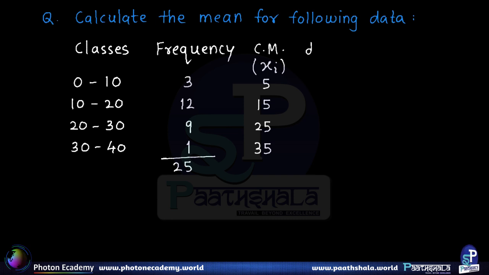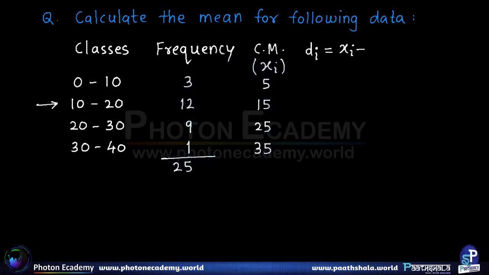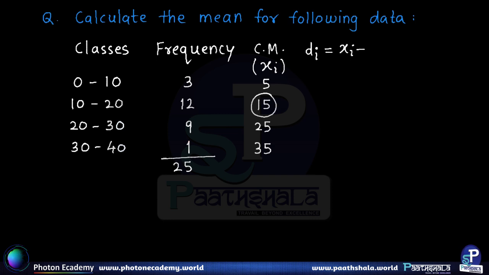Now here we define a new variable di such that from xi we have to subtract some suitable assumed mean. As you can see, if you look at the data carefully, the most number of observations are concentrated in the class 10 to 20. So it is reasonable to assume that the mean also must lie somewhere in 10 to 20. To take advantage of the values of the class marks, we assume the mean to be 15. It is just the assumed mean, it is not the actual mean.